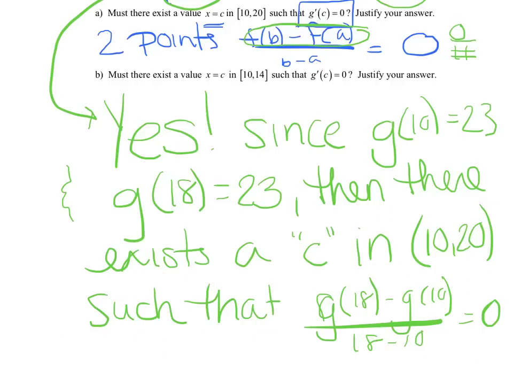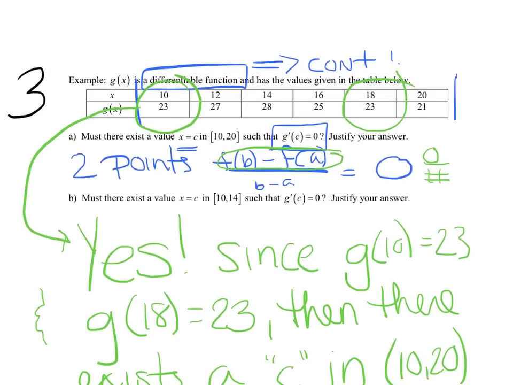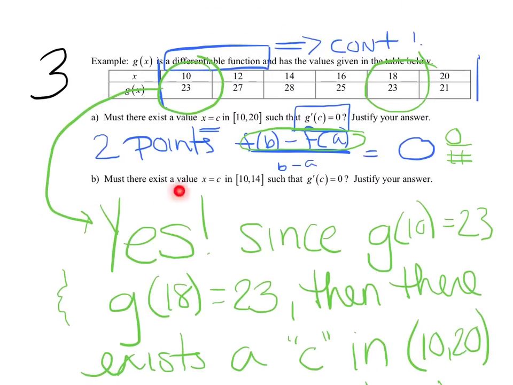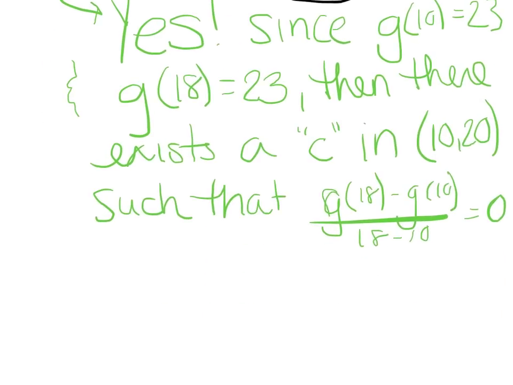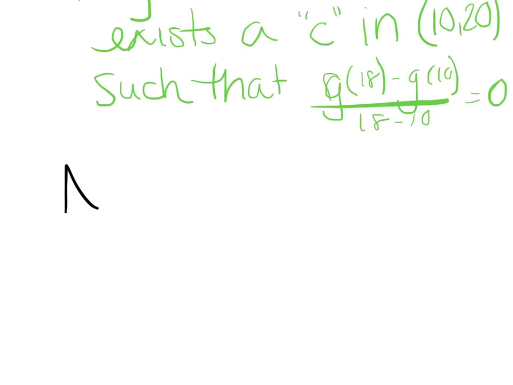Alright, let's answer part B as well. It says, must there exist a c value between 10 and 14? So I'm going to block it off. We are strictly looking between 10 and 14, so just in that section, such that you have a slope of 0. Well, again, if you did your change in y over change in x between any of those points, are they ever going to equal 0? Hopefully you're saying no. So again, my answer right off the bat would be no.